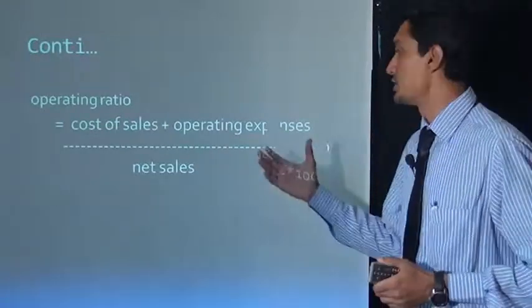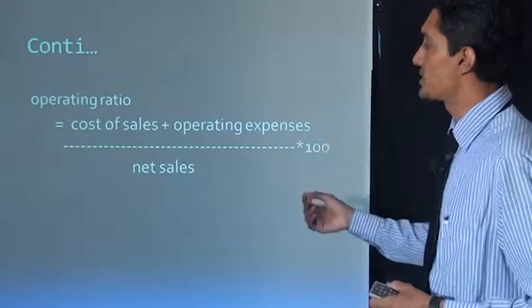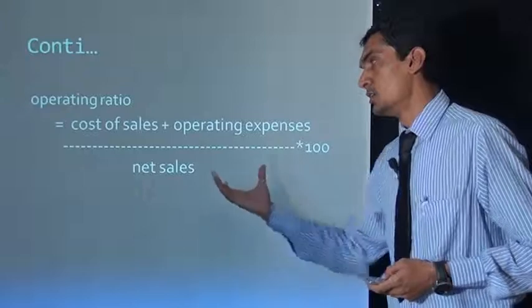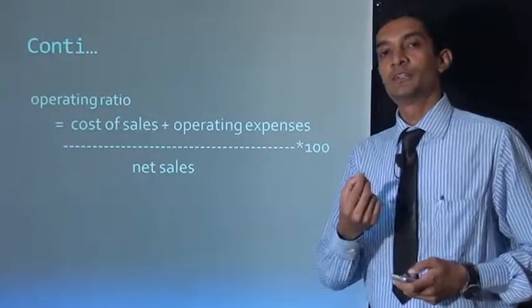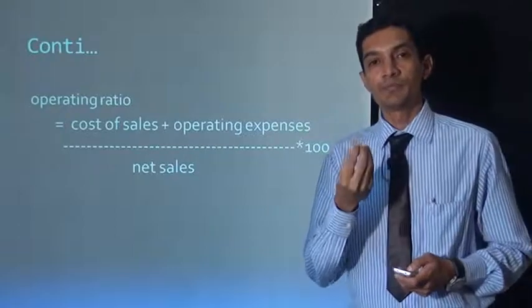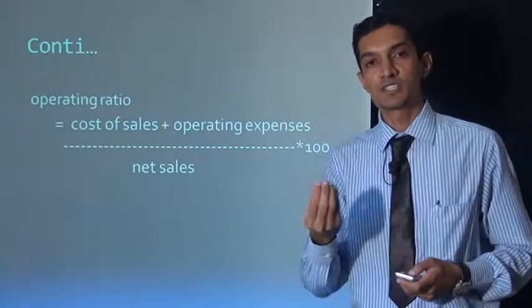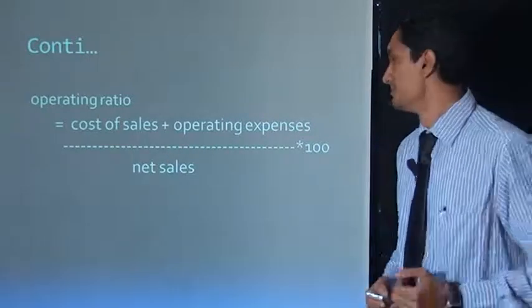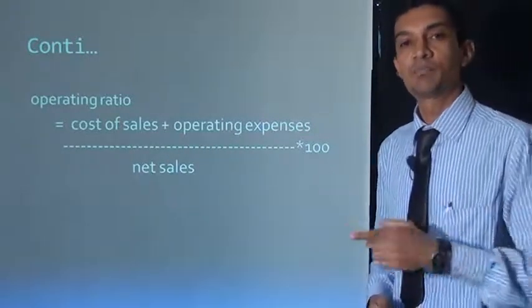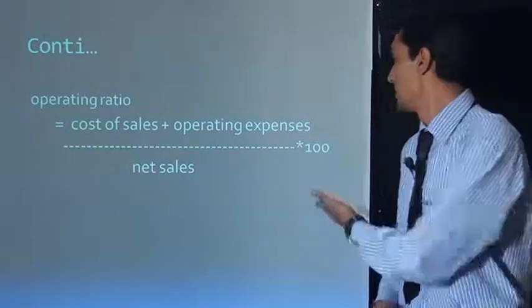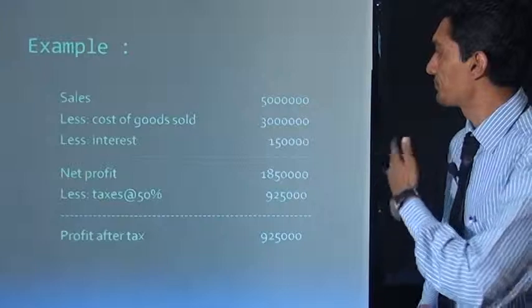Now, operating ratio: cost of sales plus operating expenses, divided by net sales, multiplied by 100. Now, what does cost of sales mean? Cost of sales is opening stock plus purchases minus closing stock. So we get the cost of sales. Operating expenses are given in the profit and loss account. Net sales we have already discussed, so net sales multiplied by 100.